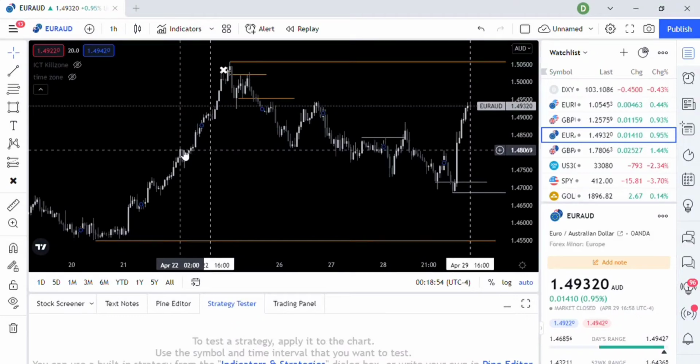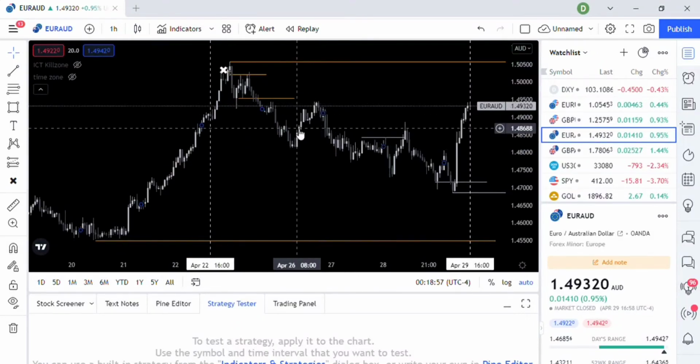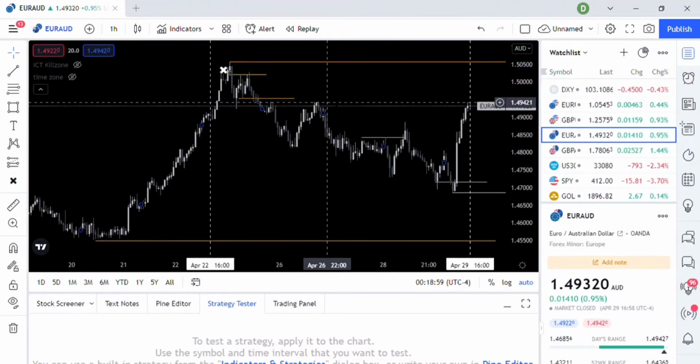Then also, as price started going down, price mitigated off this level right here, and it decided to retrace up. So when it came up, what do we have here?